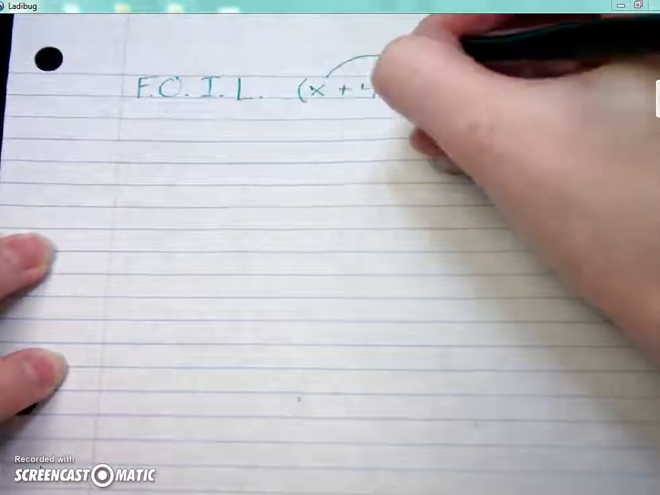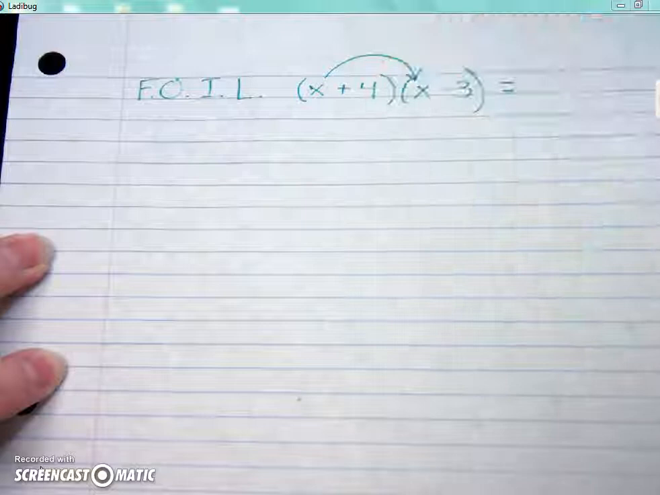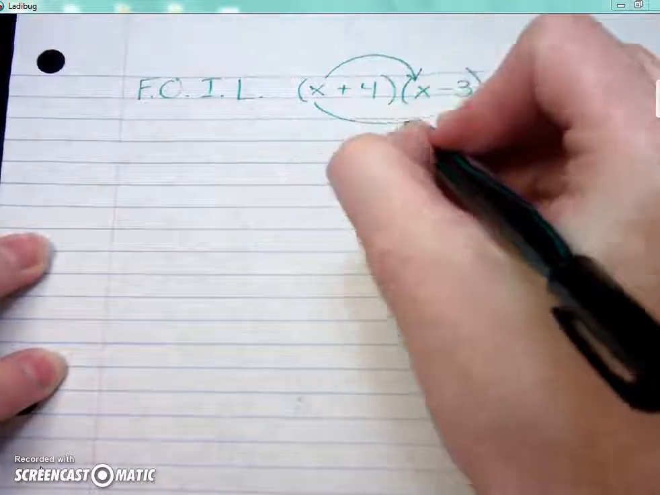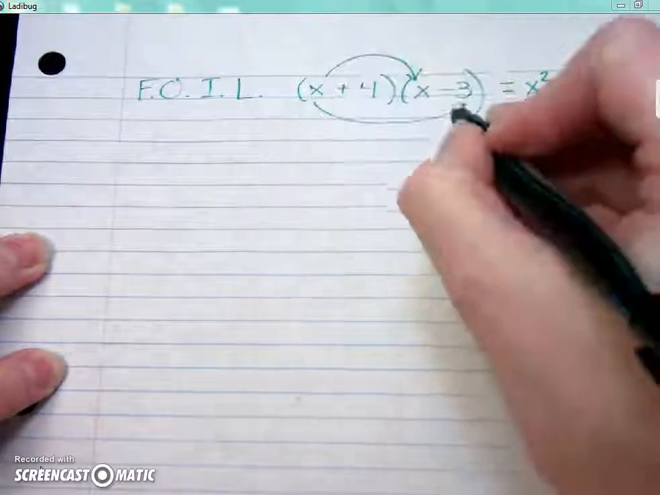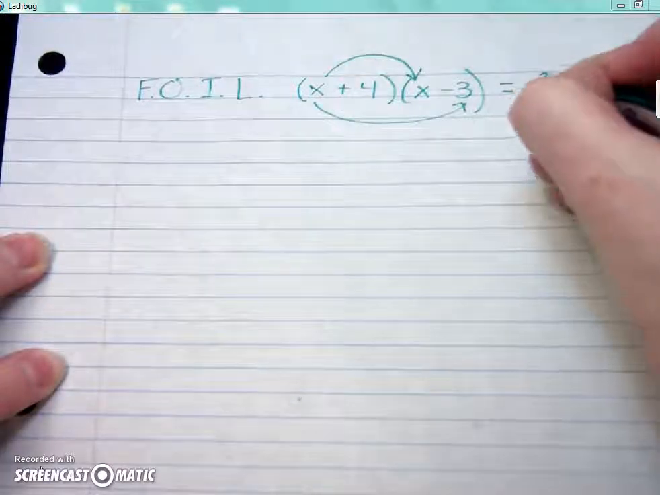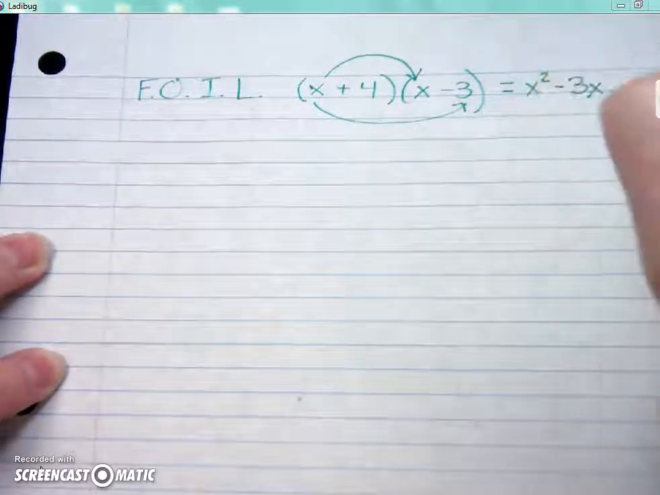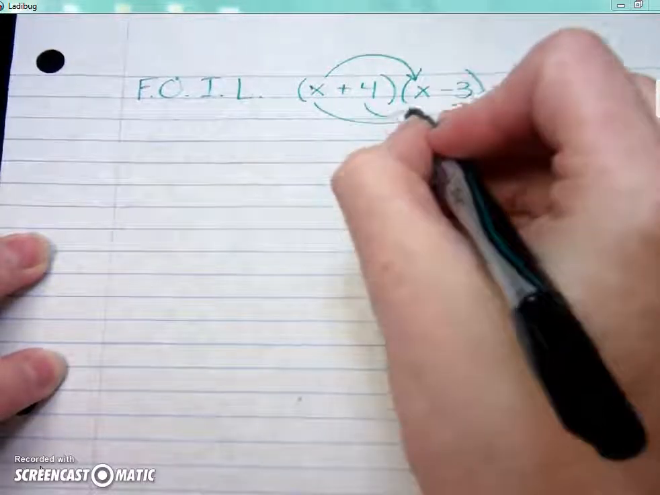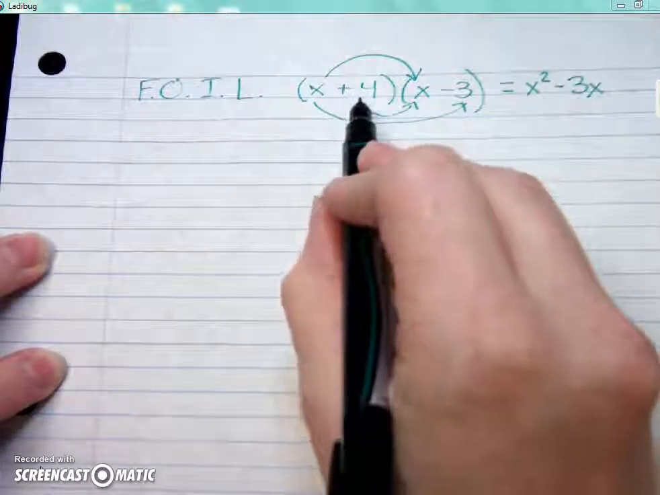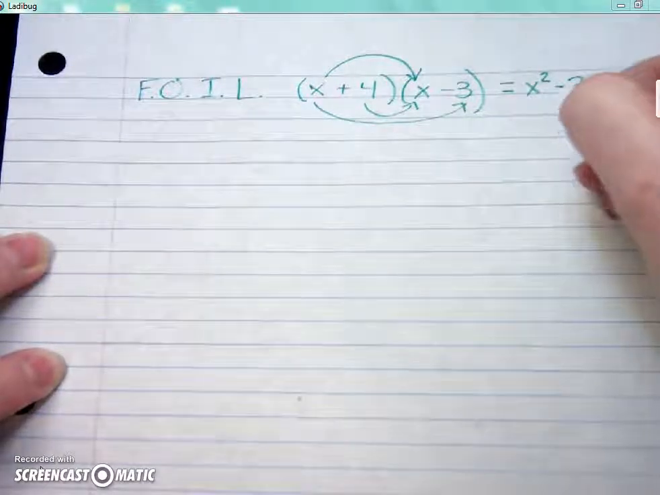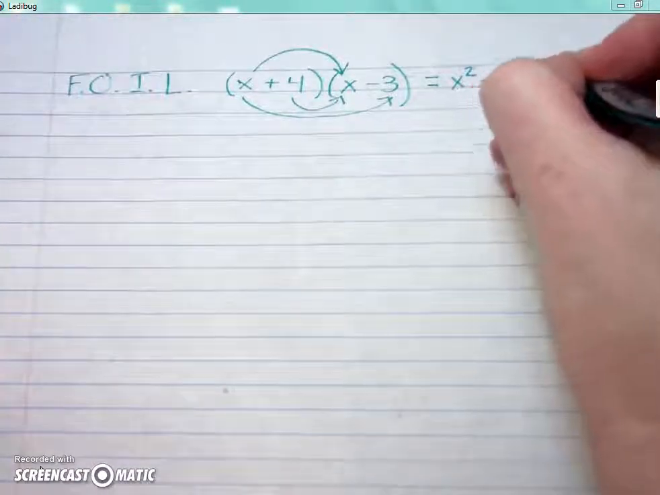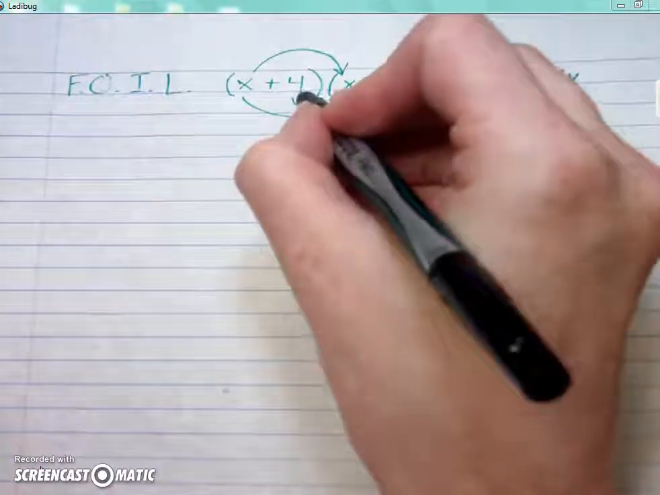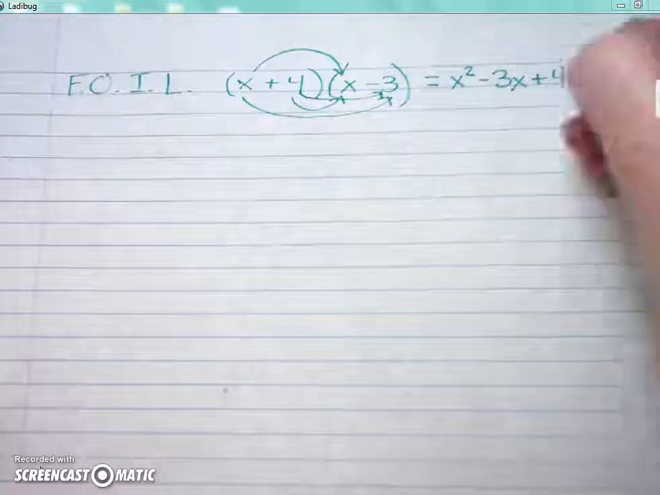We're going to first multiply our first numbers, which is x and x, which gives us x squared. We're then going to multiply our outer numbers, which is an x and a negative 3, to give us a negative 3x. We then are going to multiply our inner numbers, which is a 4 and an x, which would give us plus 4x. And then the last is the last numbers, which is the 4 and the negative 3, which will give us negative 12.